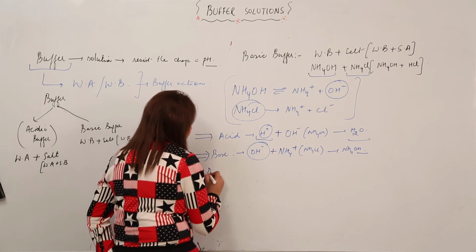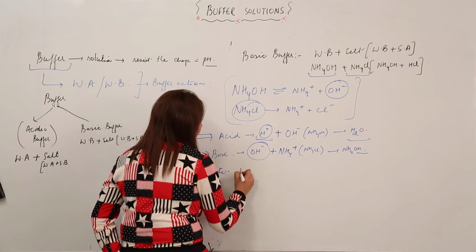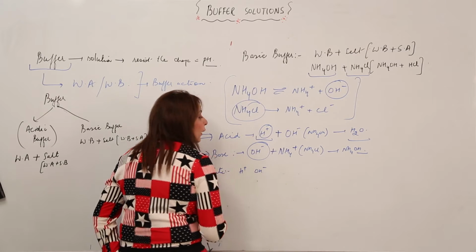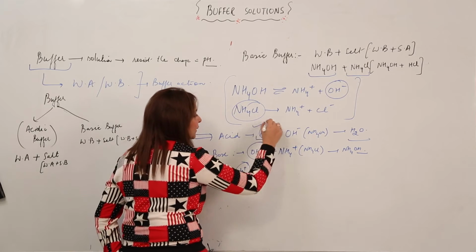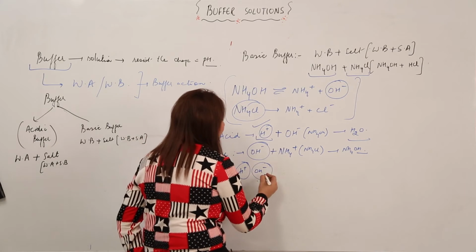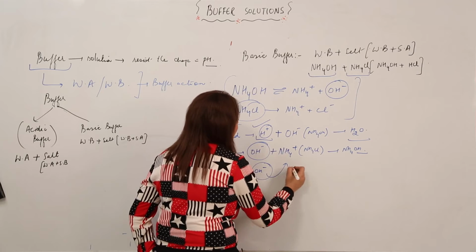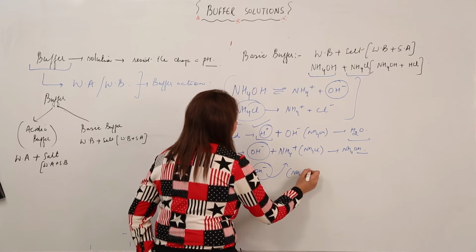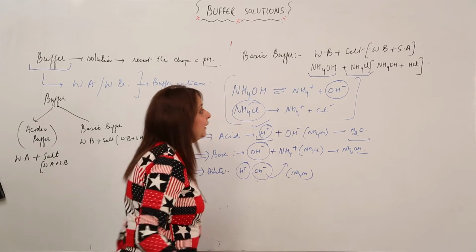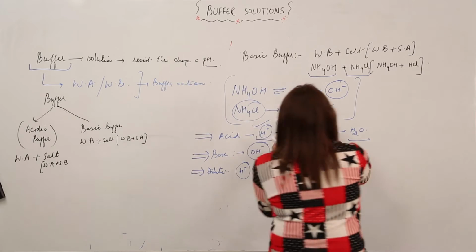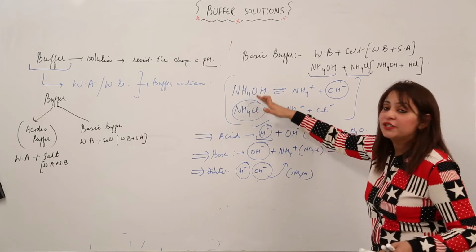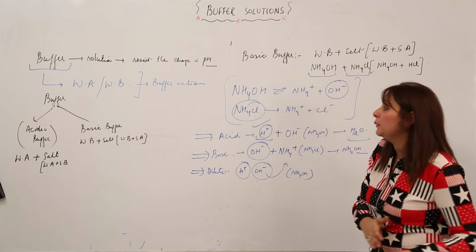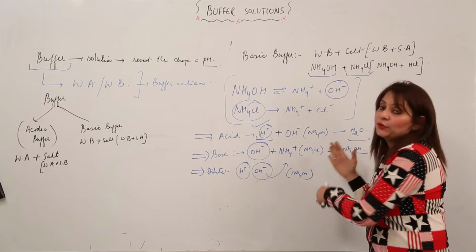Similarly, if I dilute this basic buffer, then also I get H and OH ions. In a similar way the H gets neutralized and the OH is again neutralized by NH4, but this time this NH4 comes from the NH4OH. So these are getting consumed and their concentrations are just increasing. That means according to Le Chatelier's principle, the forward reaction is just favored.